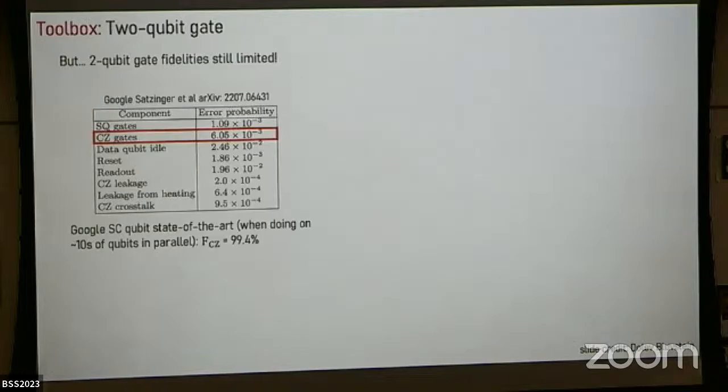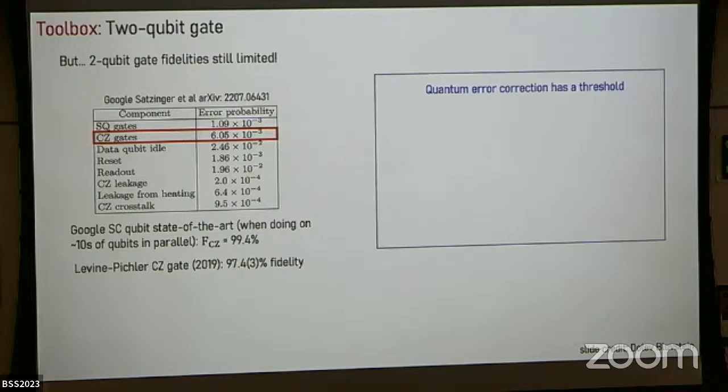Maybe for reference, these are numbers from the Google experiment, the superconducting qubit experiment. What they reported recently for their CZ gate is a fidelity of 99.4%, and I think this is the highest for any platform up to this point. And this was our gate back in 2019. Specifically, what is the gate fidelity that we're looking for? What is a minimum that we will be satisfied with?